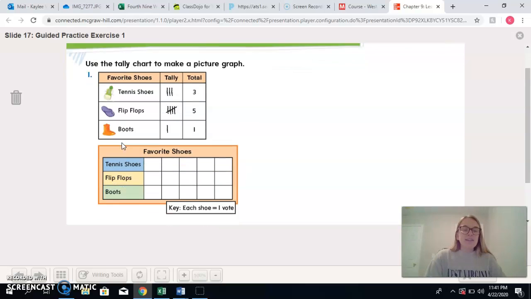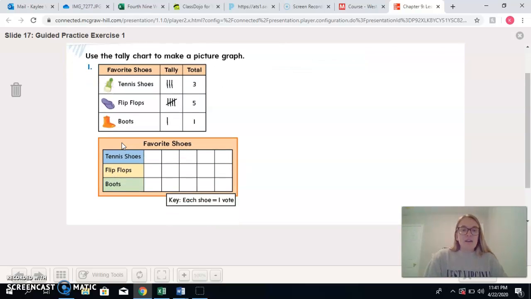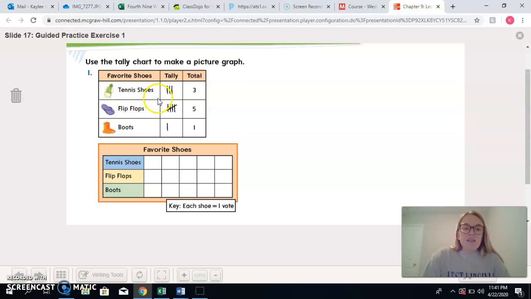So let's look at tennis shoes. If I count the tally marks for tennis shoes, there are 1, 2, 3 tally marks. So that means I need to draw 1, 2, 3 tennis shoes. And remember my key down here, it says key. Each shoe is 1 vote. So in each box I should draw 1 shoe. Not 2, but just 1.